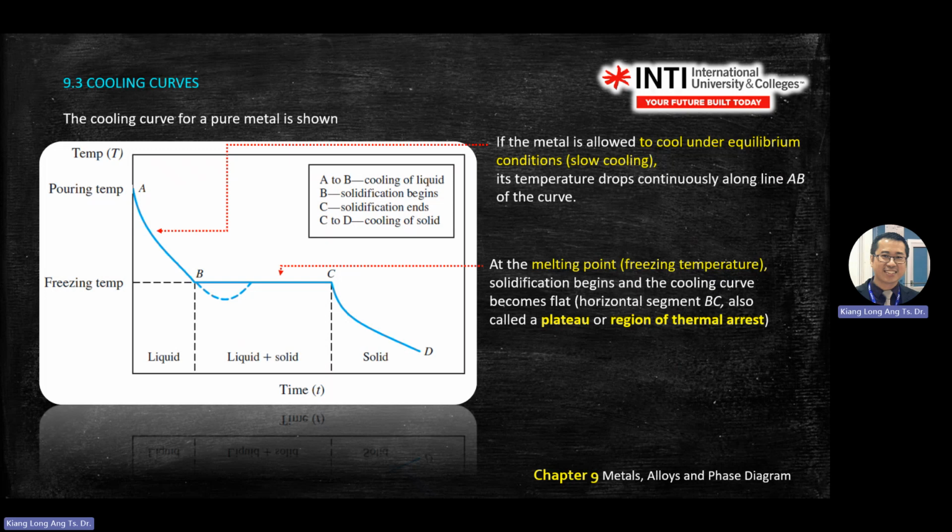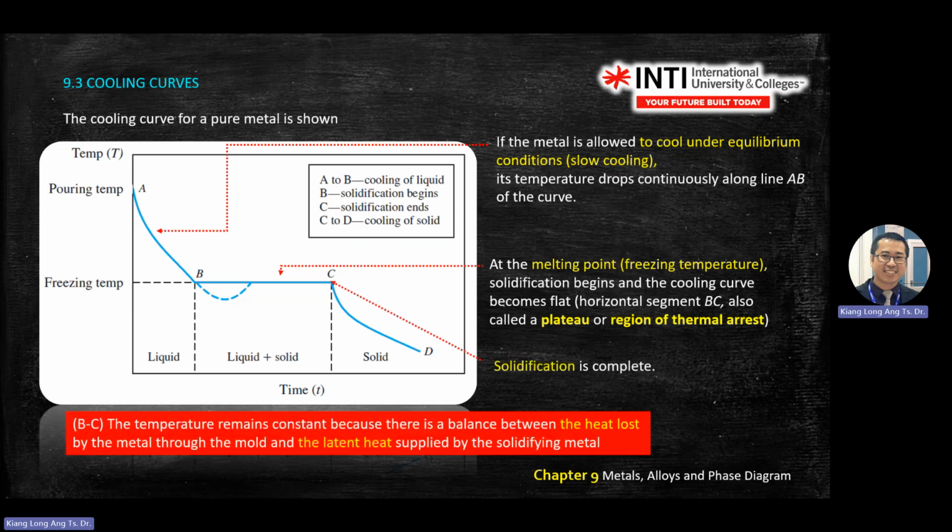Okay, on this slide, some high-level academic writing will call this BC line a plateau. It means the temperature is maintained, but something is happening inside the molten liquid there. Okay, the rest you read.